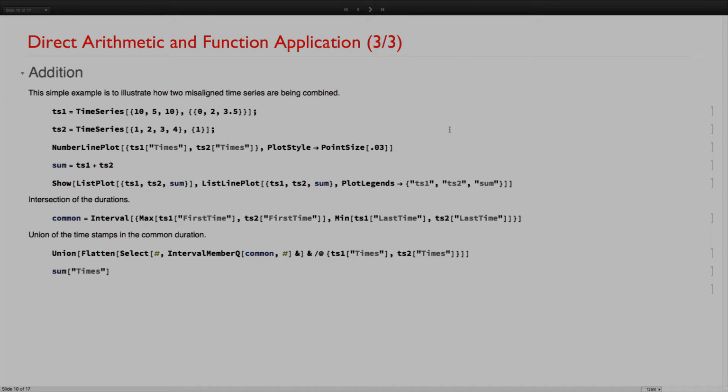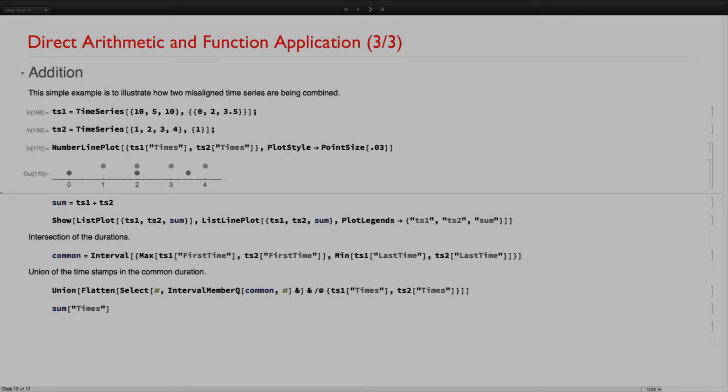I have one more example here about the direct arithmetic of time series, and it's a very simple example of addition, because I would like to mention how the timestamps are being resolved when we have misaligned time series. So here I have two time series, and then I do the number line plot. You kind of see where the timestamps for each of the time series happen, and you see that some of them are in common, some of them are not.